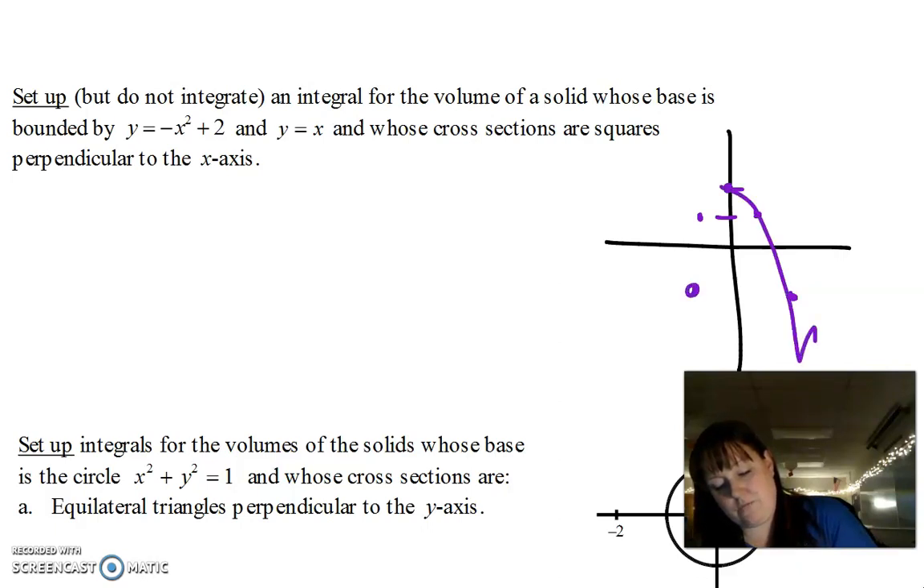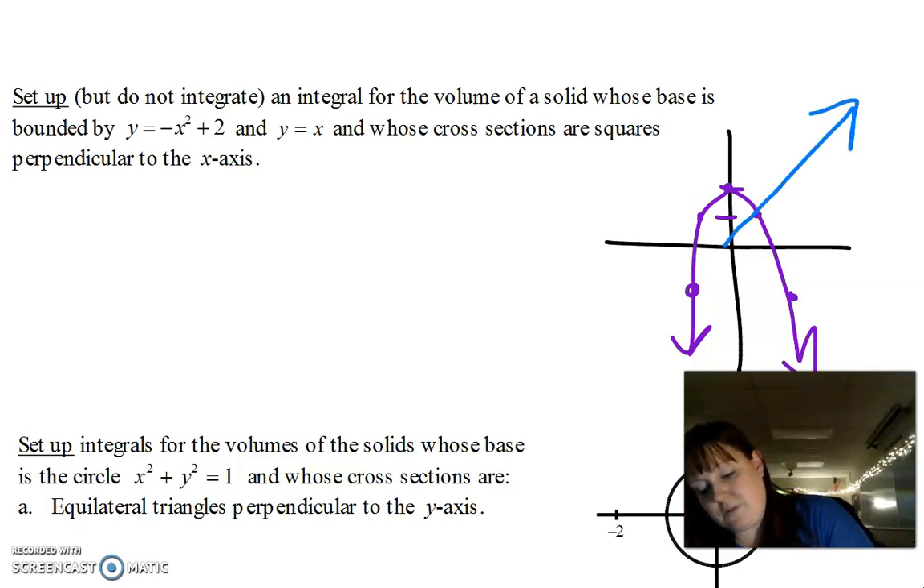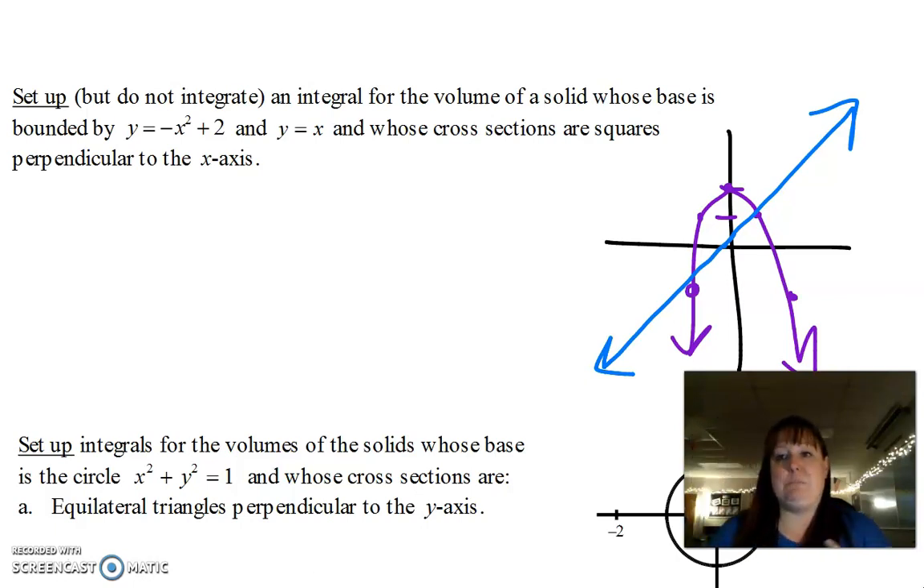There we go. So there's our parabola. And then the line y equals x, remember, just goes through the origin. It's a parent function, just a straight line. And so the area that we're looking at, that's going to be the base of our solid, is this area here in red.